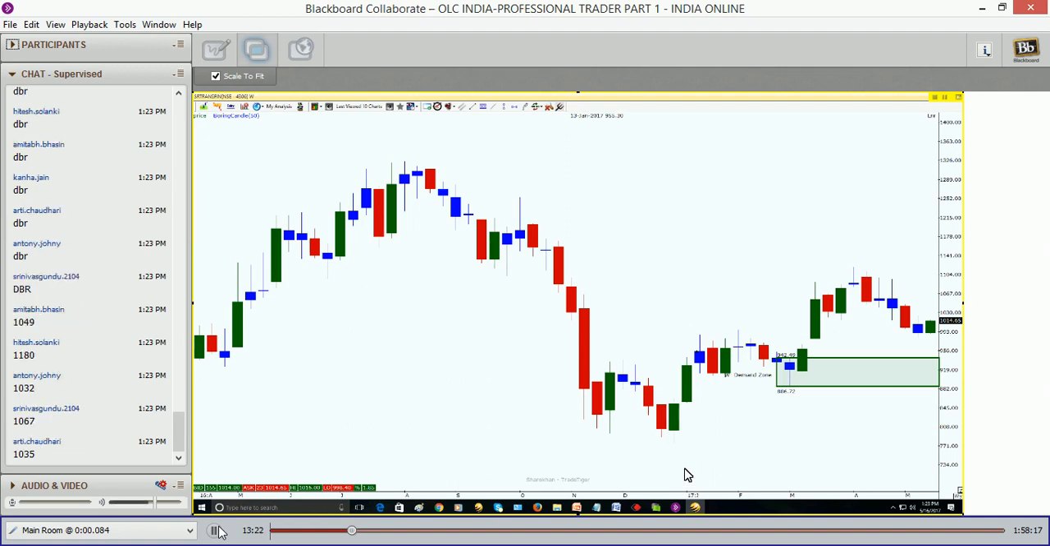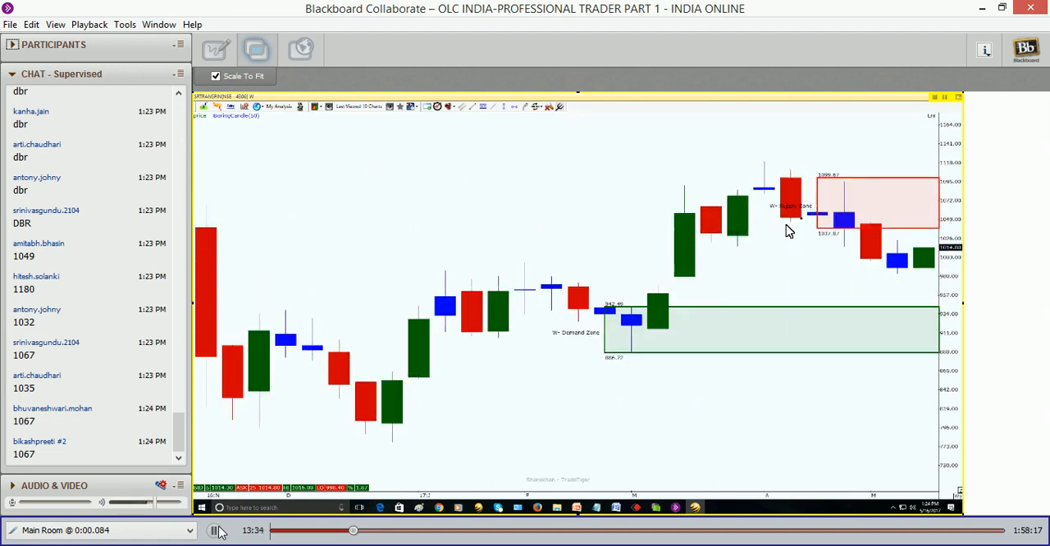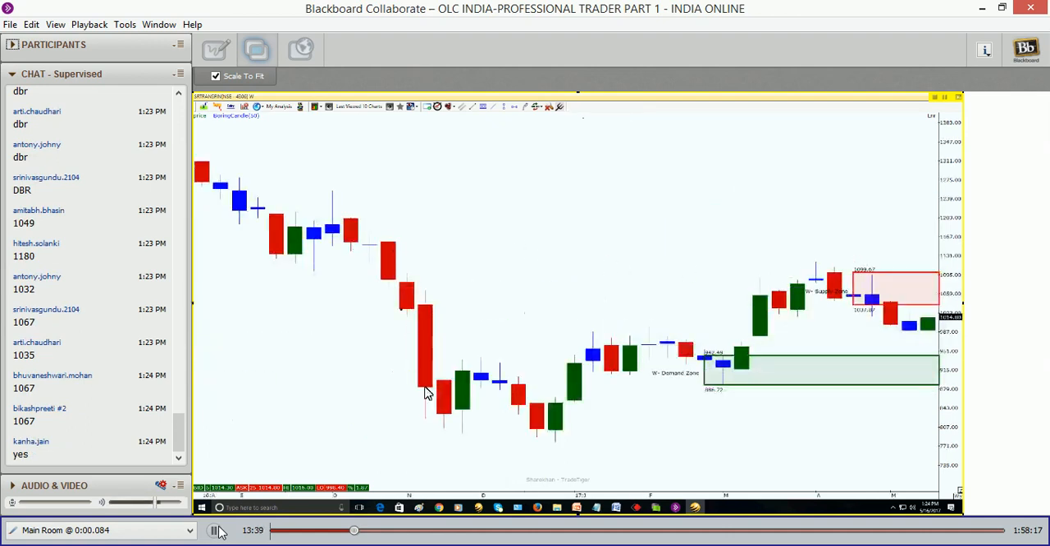1032, 1180, 1067. Don't miss this out, friends. This would be your closest supply. This level over here, drop base drop, is your closest supply. I know there is an explosive move over here and that is why your eyes went to this. But the closest one is located over here.